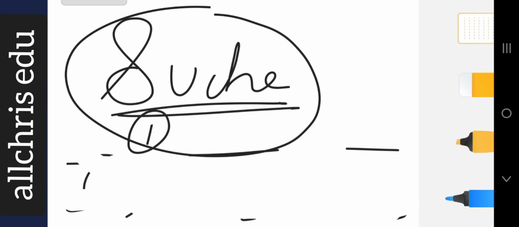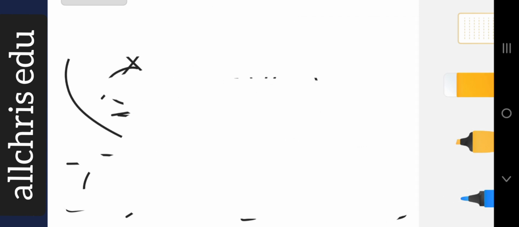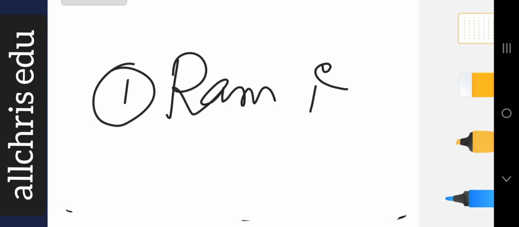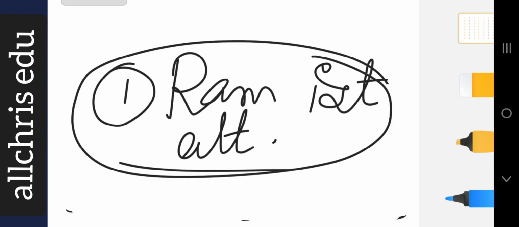The other type of question number 3 I'll be talking about now. The question says, Wie steht es im Text? The meaning of this question is, where does this sentence lie in the passage? That sentence can be in a sentence form, it can be a question form, whatever, but where it lies in your passage. Now for example, the same Ram example I'll take. Ram ist alt. The statement is Ram is old. So you are supposed to find this kind of sentence in your passage.